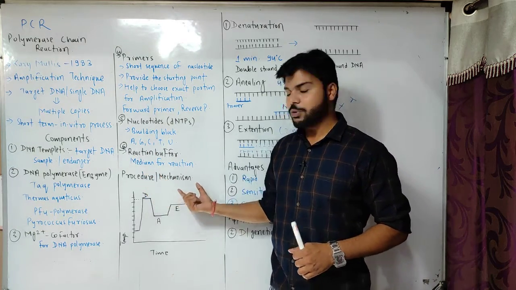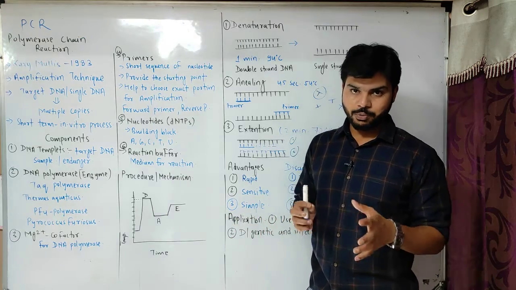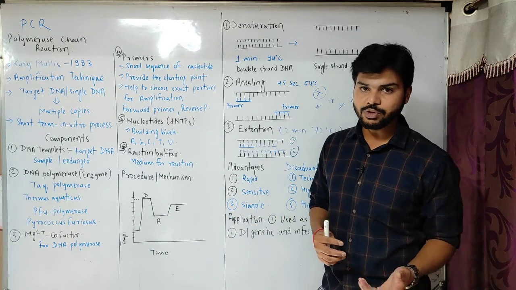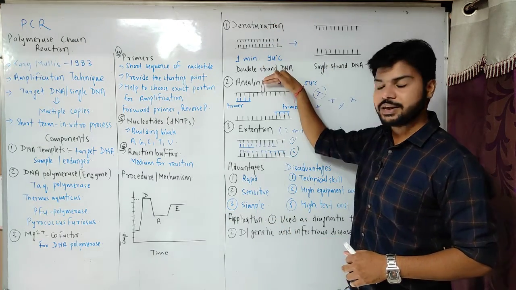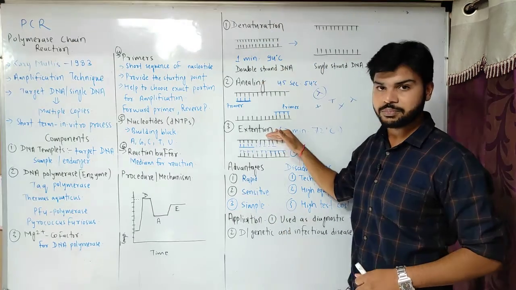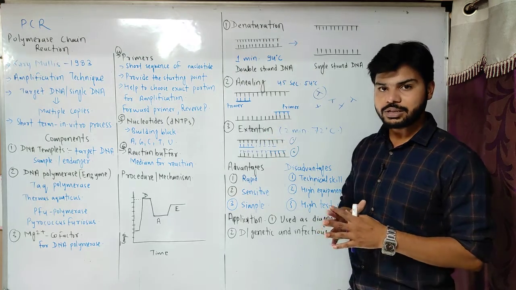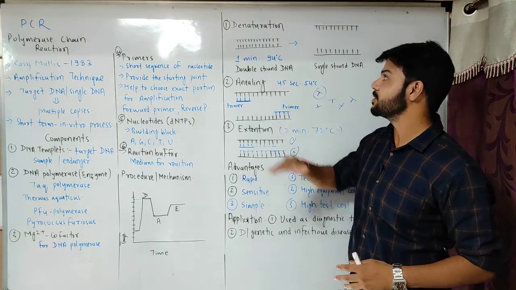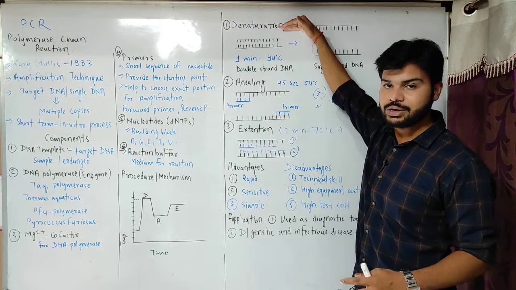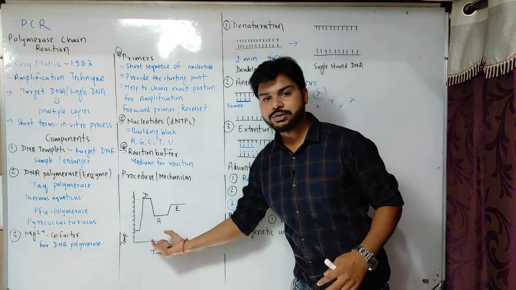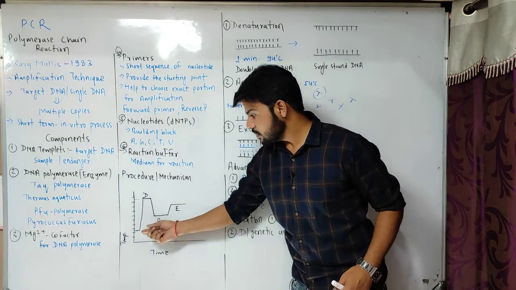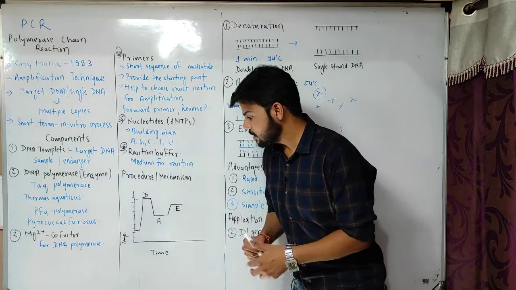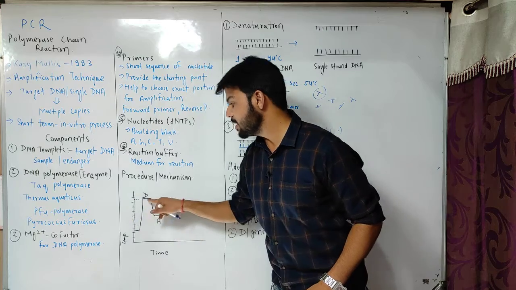So if we talk about the procedure or mechanism, the polymerase chain reaction has 3 phases or 3 processes. First one is denaturation, second is annealing, and third one is extension. So we will understand what the differences between these 3 procedures are. First we'll talk about denaturation. If we see a graph, there is temperature and time. If we talk about the temperature, it is about 95 degrees Celsius.